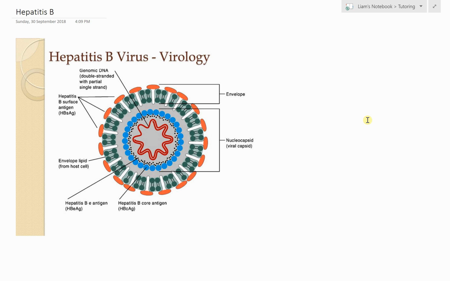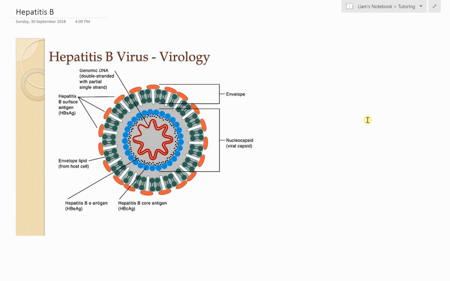Hi guys, welcome back. So today we're going to be talking about hepatitis B. Hepatitis B is actually quite an incredible virus. So hepatitis refers generally to an inflammation of the liver. There can be a bunch of causes for that, including a whole bunch of different hepatitis viruses. Hepatitis B is very interesting.